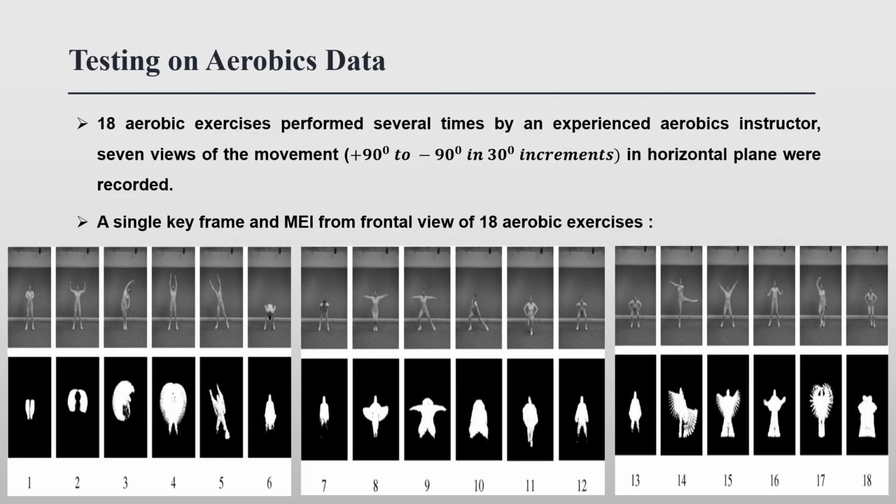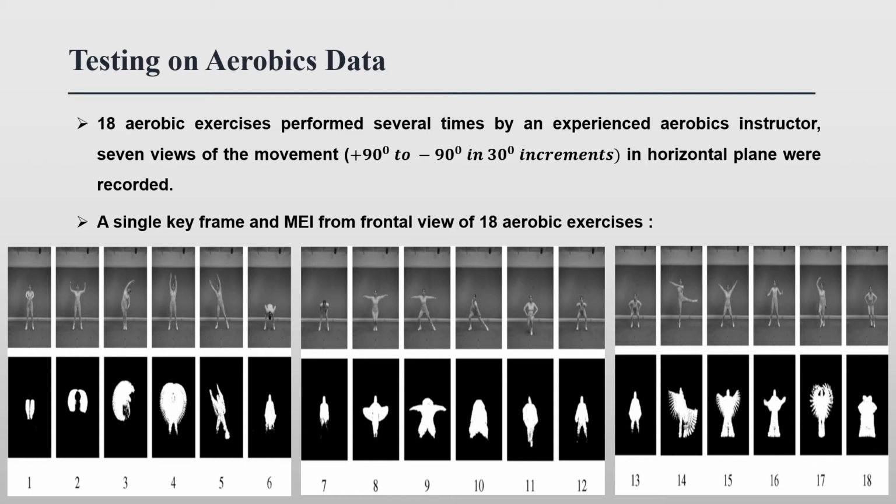Now, testing this recognition system on aerobics data. Here, 18 aerobic exercises were considered that are performed by an aerobics instructor, and these aerobic exercises were captured in different viewing angles from plus 90 to minus 90 degrees in 30 degrees increments in a horizontal plane. After recording these 18 aerobic exercises in different views, motion energy images and motion history images are calculated.